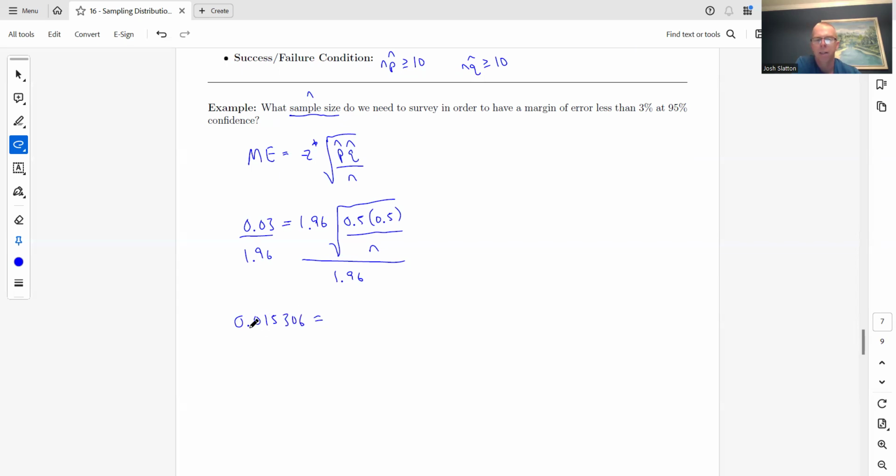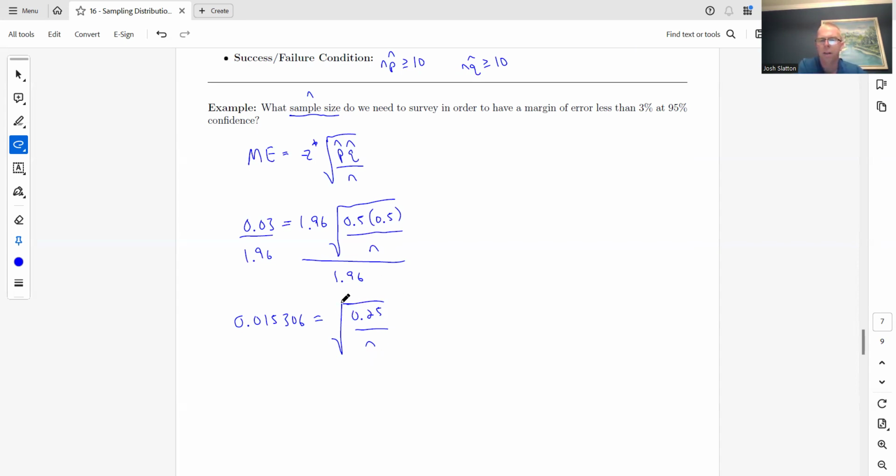So I always recommend at least 6 digits, although as you're calculating this, you really don't have to retype the answer. You can keep using the same answer. Just hit second and the negative, which brings up the answer that you just calculated, and that way you don't have the rounding errors. We'll go ahead and multiply the 0.5 times 0.5. And so we have 0.015306 equals the square root of 0.25 over n.